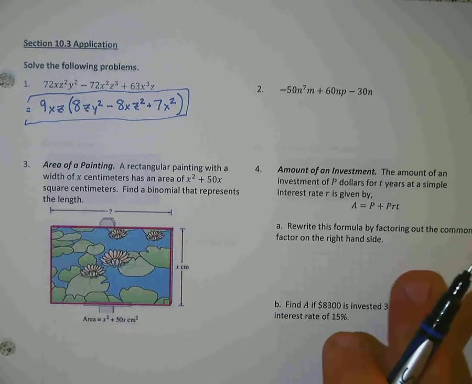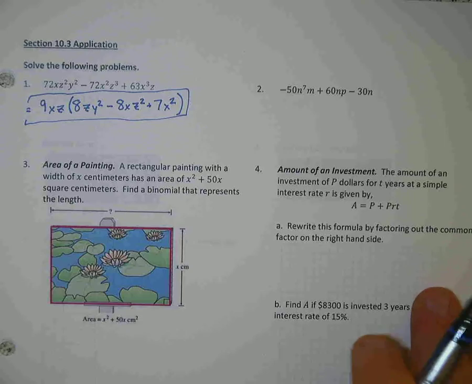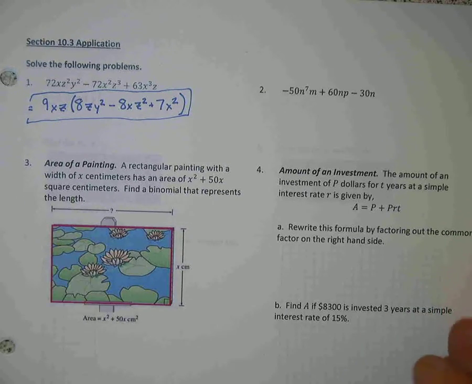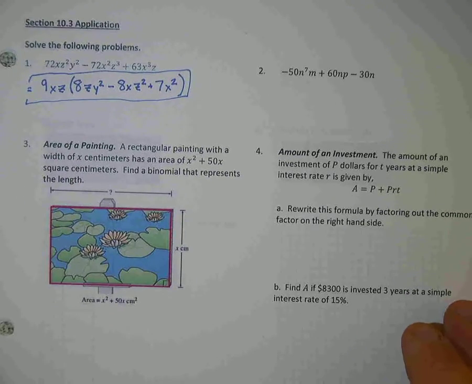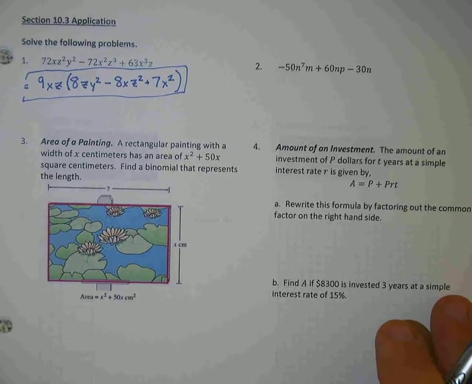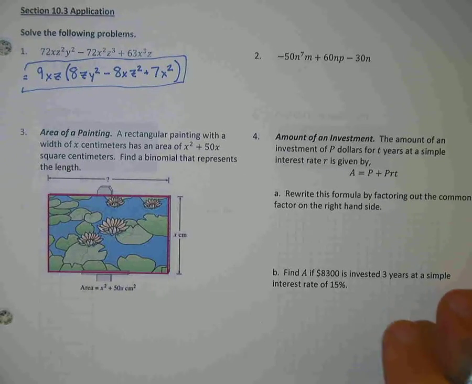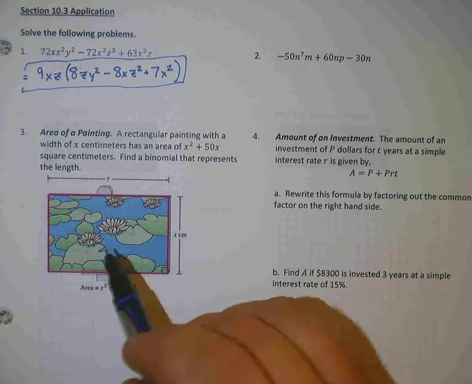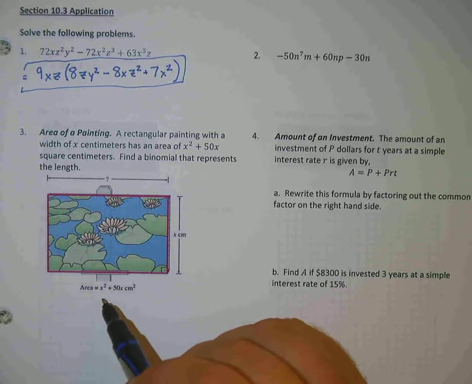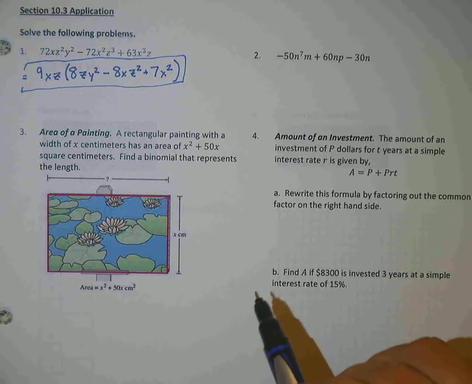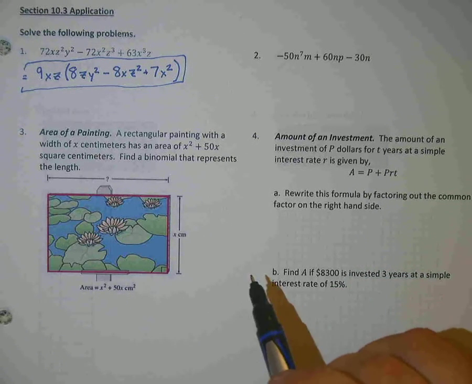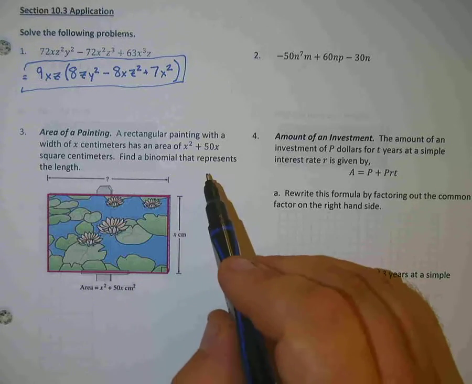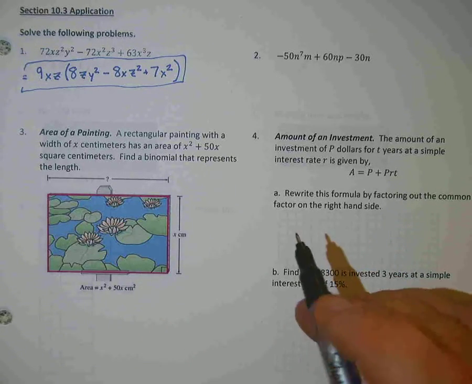So in number 3, I'm not going to do number 2. You can do that. It's just the same type of problem. In number 3, it tells us that we have a rectangular painting. The width of it is x centimeters, and the entire area is x squared plus 50x centimeters squared. And it says that we want to find a binomial that represents the length.